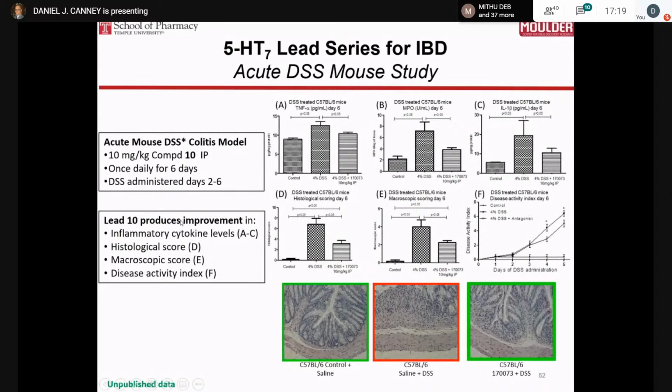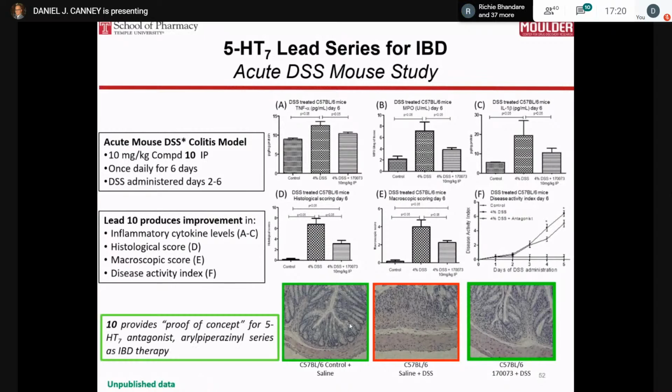So we felt that our compound produced an improvement in inflammatory cytokines, the histologic score, macroscopic score, and then the disease activity index, which is kind of a compilation of many different factors, was reduced as well. And again, at the bottom, looking at the histology, we see that with saline, we can see a clear deterioration of the tissue, whereas with treatment of our compound, the tissue looks reasonably healthy when compared to control.